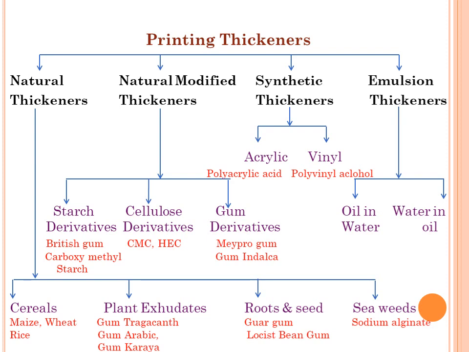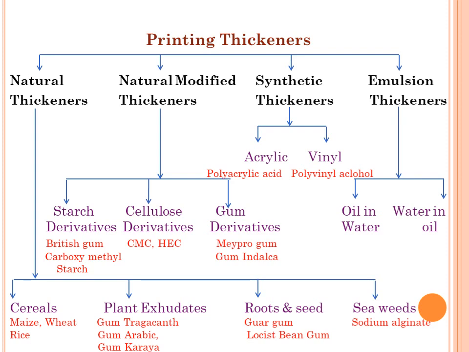Next is synthetic thickeners. See the examples: acrylic based synthetic thickeners and vinyl based synthetic thickeners. In case of acrylic, the example is polyacrylic acid. In case of vinyl, polyvinyl alcohol. These are used as thickeners. Basically, these are copolymers that get cross-linked when we mix them with water, and this is how we get a viscous solution.